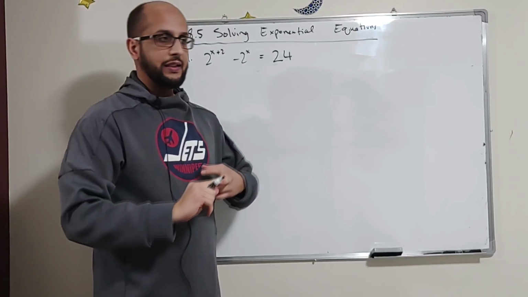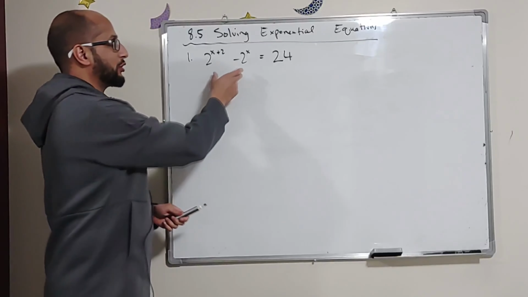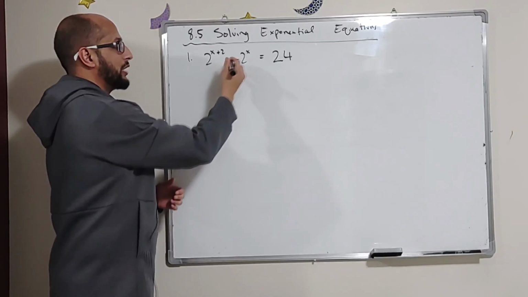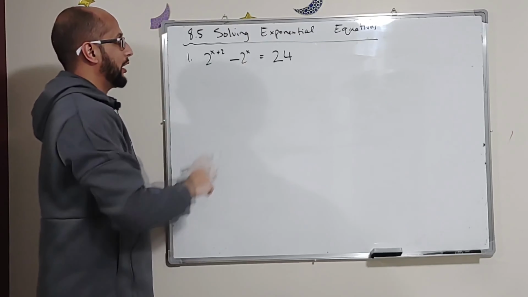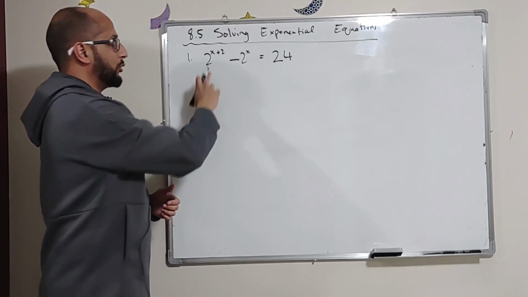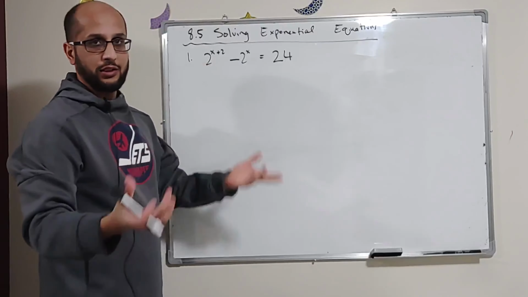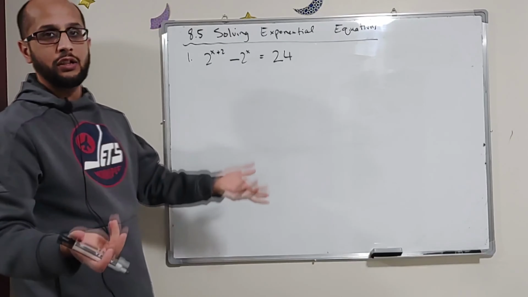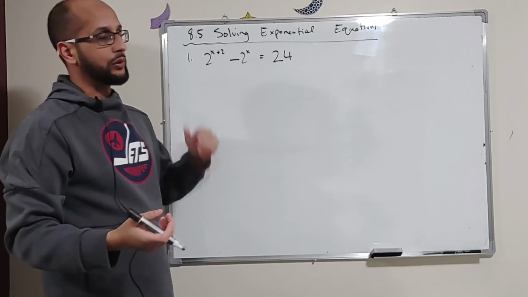What we need to do is obviously solve this equation, which means to isolate x. As it is, this is a very difficult equation to isolate because there's no way to combine these two. It's being subtracted. We cannot combine 2 to the power of x plus 2 with 2 to the power of x. They're not like terms. We cannot isolate x because there's more than one x. You can't convert it into logarithmic form because you have two different variables.